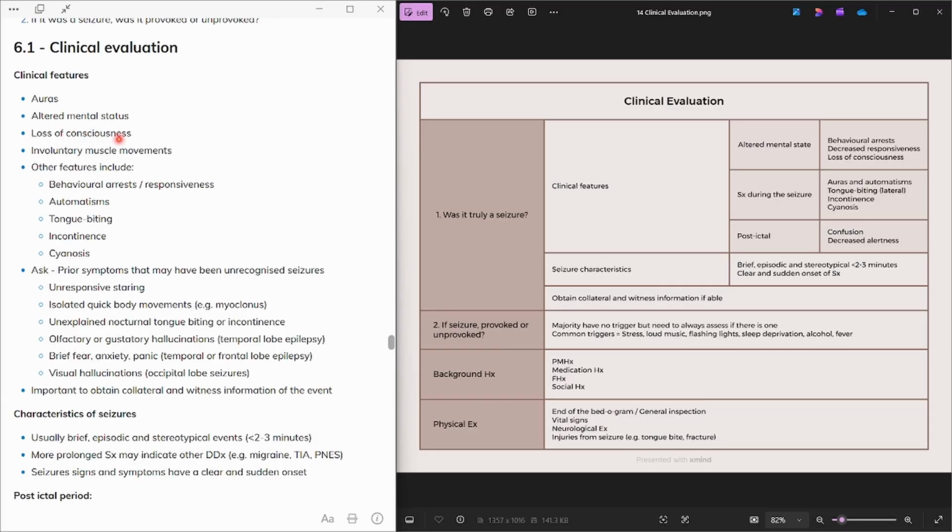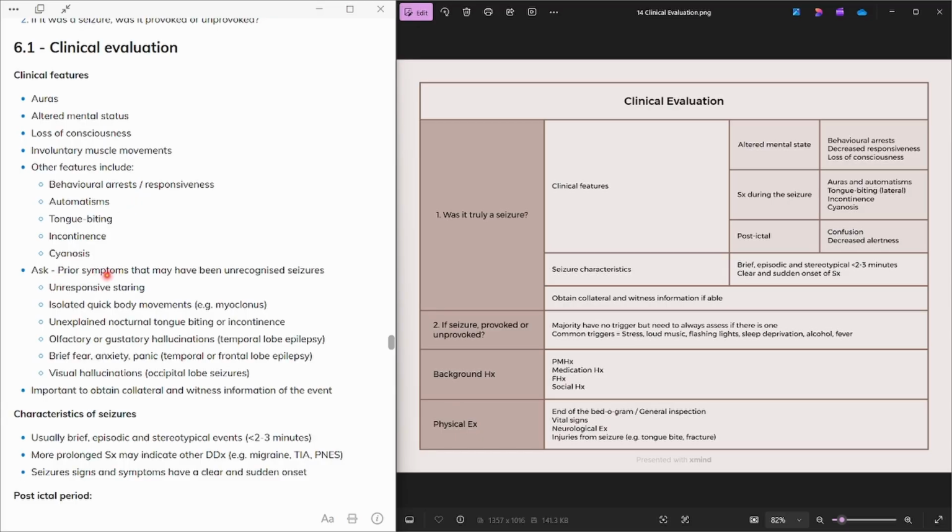Then we look at symptoms that can occur during the seizures, such as automatisms and auras, tongue biting and incontinence, and cyanosis for generalized seizures. And a specific finding for tongue biting is that the tongue biting is usually lateral on the tongue.